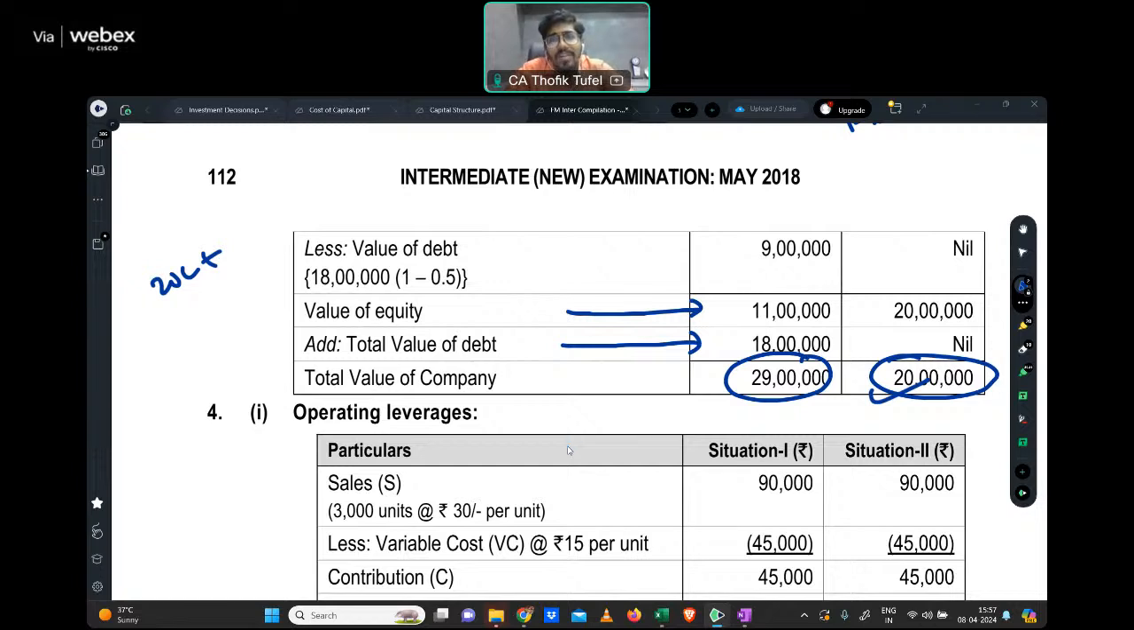So how much is the debt? 18 lakh rupees is the debt. How much is the tax? 50%. So that is 9 lakhs. So 20 lakh plus 9 lakh is equal to 29 lakhs. Apply this approach for clarity instead of using the other approach.